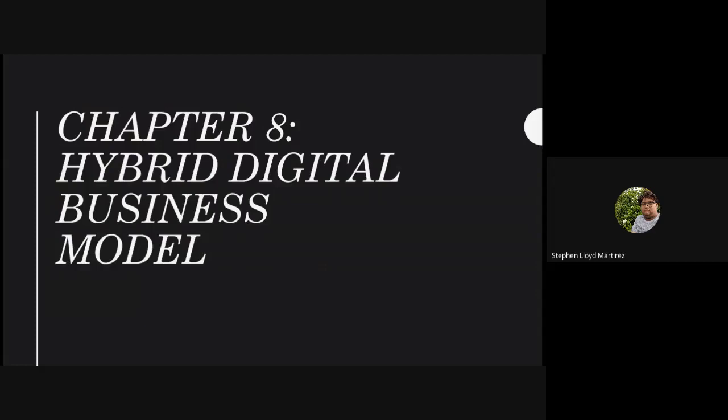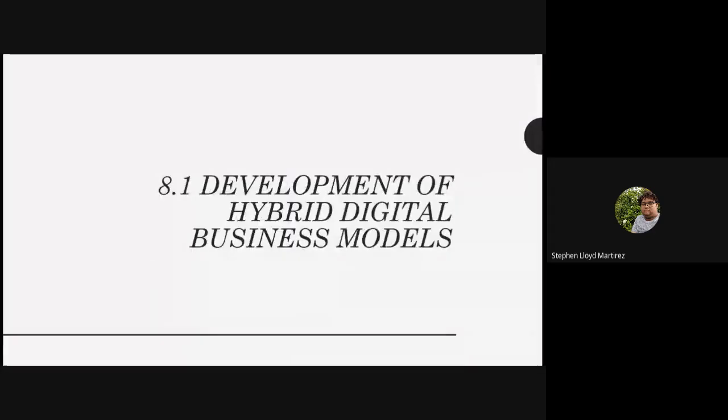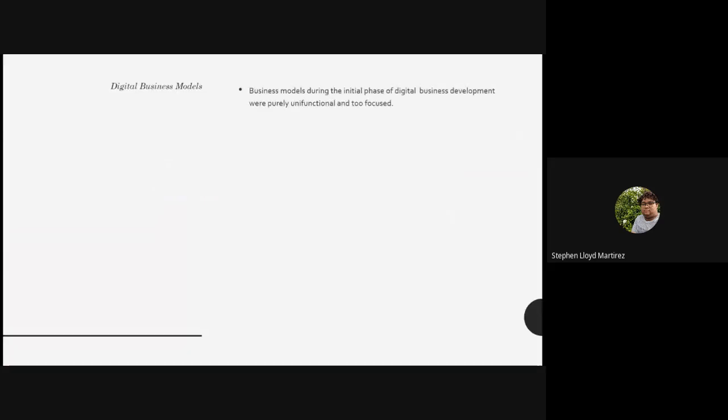Today I'll be talking about Chapter 8, Hybrid Digital Business Models. First off, we'll talk about its development. Business models during the initial phase of digital business development were purely unifunctional and single-focused. They started with content, which meant that they offered information. Over time, these business models adapted into a more hybrid model.